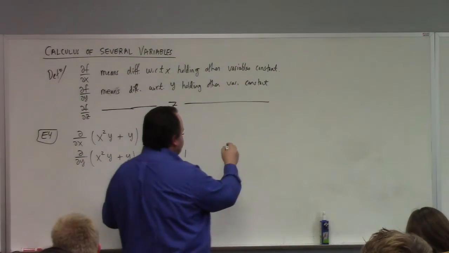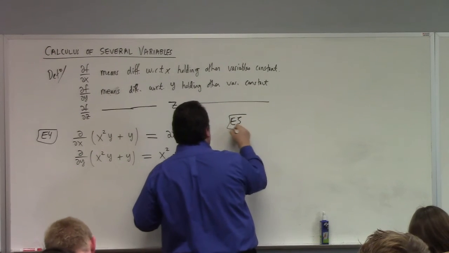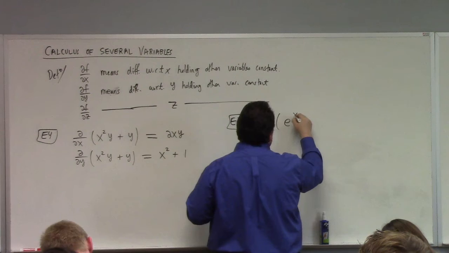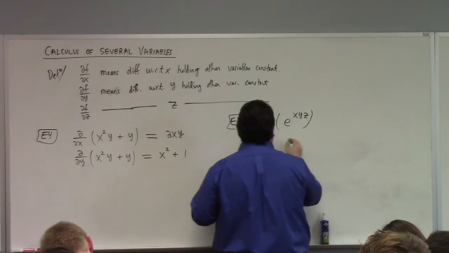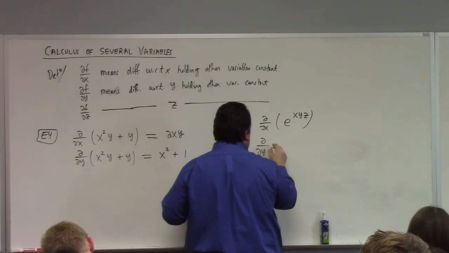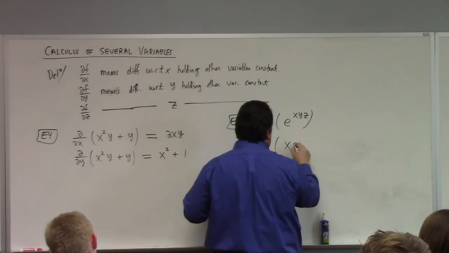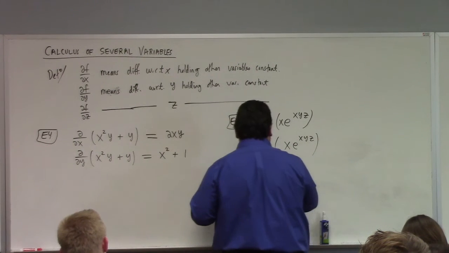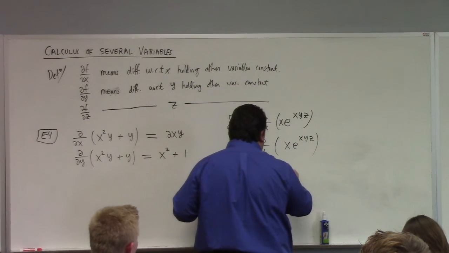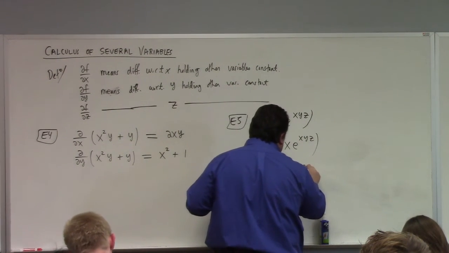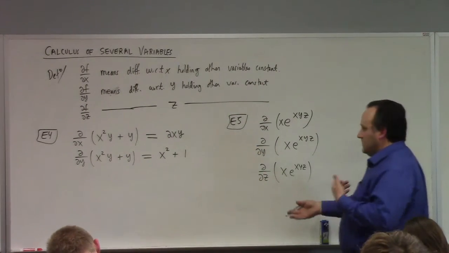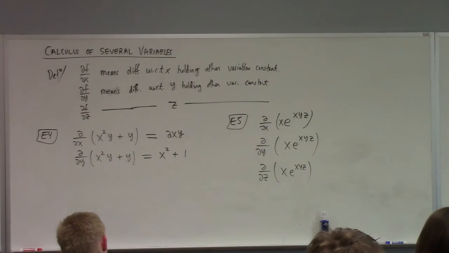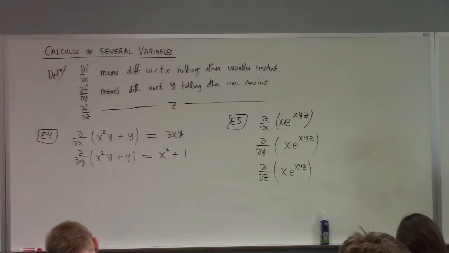Example 5. Let's try partial x of e to the xyz, and partial y of x e to the xyz. Let me put an x there. Partial z of x e to the xyz. If you can see the contrast of how each same expression gives different partial derivatives, I think that's a good way to learn if you didn't know already.